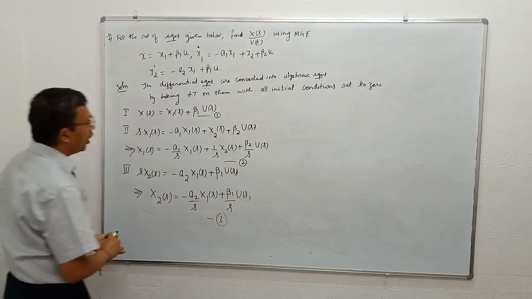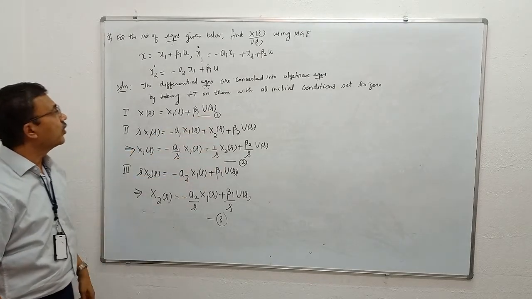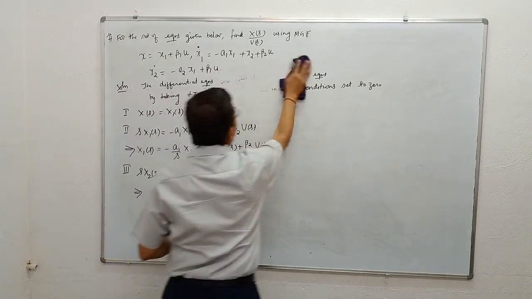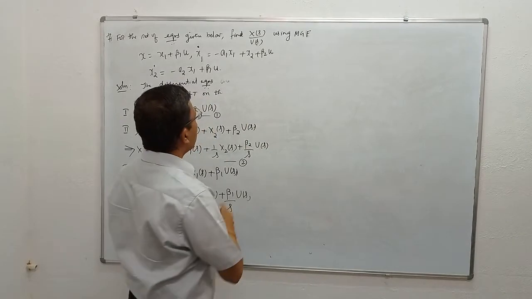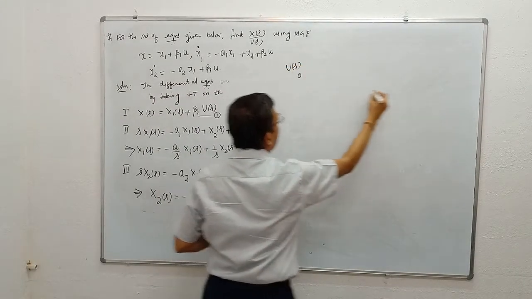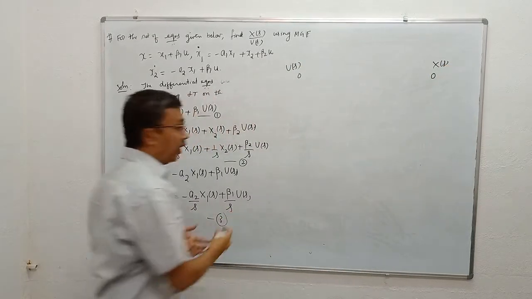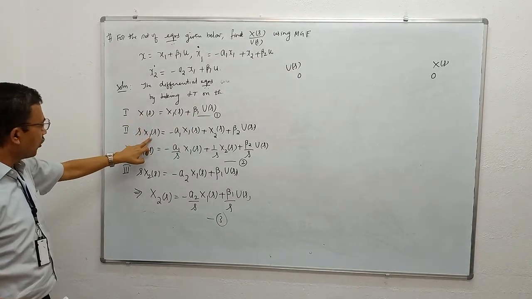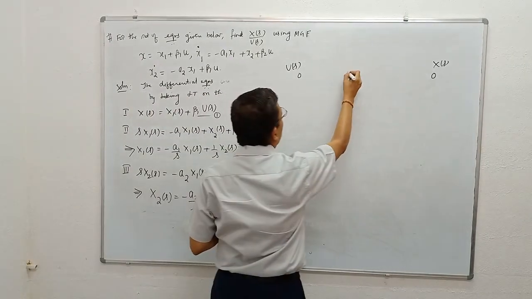Now we have got three algebraic equations represented by equations 1, 2 and 3. We have to find the transfer function x of s by u of s. That means input is u of s, output is x of s. We have four variables: u of s, x of s, x1 of s, x2 of s. Since there are four variables, there must be four nodes.